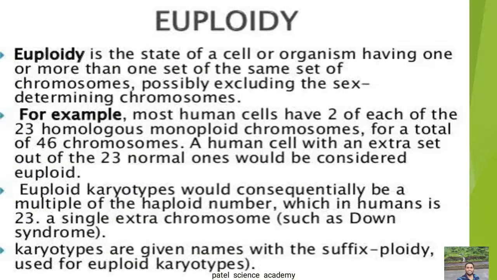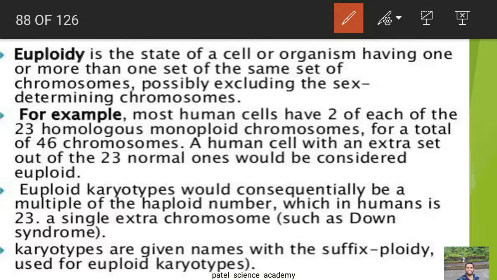What is called euploidy? Euploidy is the state of the cell or organism having one or more than one set of the same set of chromosomes. So dear students, as I told you, ploidy speaks for the degree of repetition of the primary basic number of chromosomes in a cell. When the chromosome number in a cell is the exact multiple of the primary basic number, then it is called euploidy. So euploids include the monoploids, that is haploid, with one set of chromosomes. Haploid means monoploid, only one set of chromosomes, which is indicated by small n.